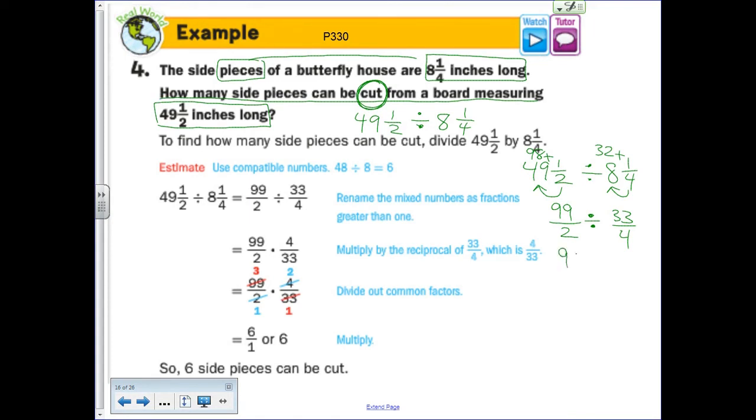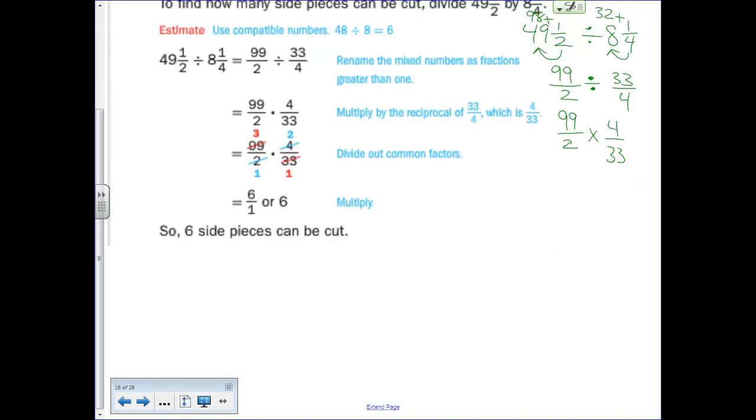You're going to keep the dividend, 99 over 2, change division to multiplication, and flip the divisor over to the reciprocal. Now, when I look at this problem, something jumps out at me. A couple things jump out at me. First of all, 2 divided by 2 is 1. 4 divided by 2 is 2. That's like 4 over 2 and 2 over 1. They're the same fraction.